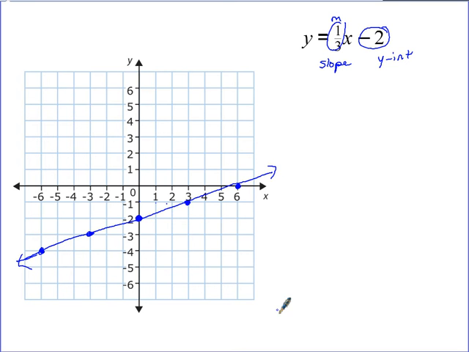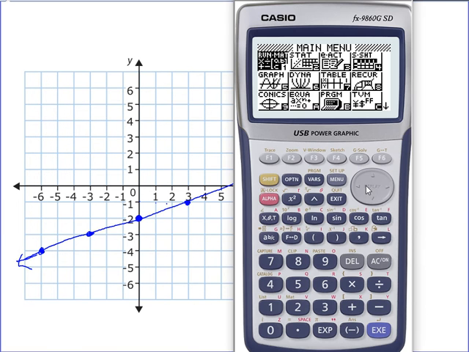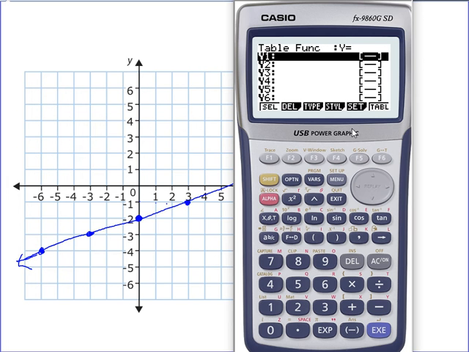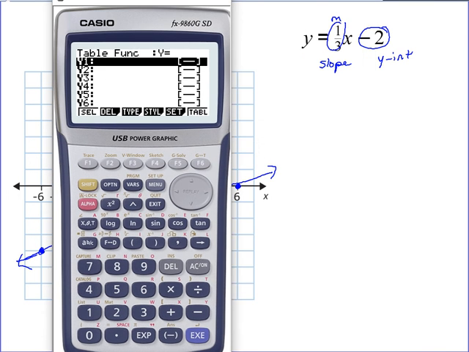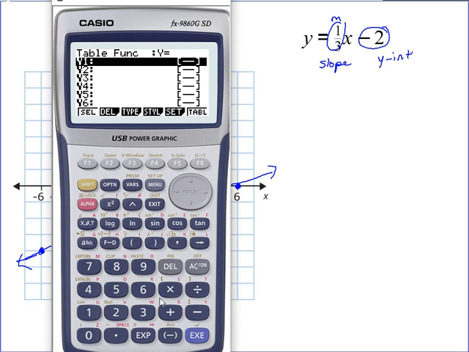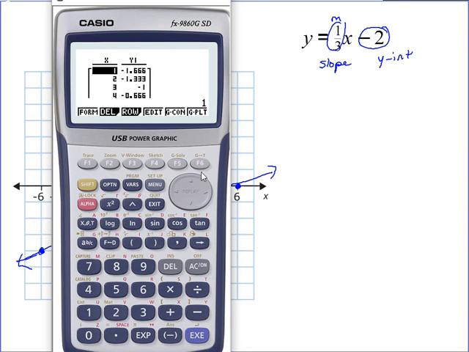The second thing that you can do is use your calculator to graph these. If you remember on the calculator, we want to go to the table function. So go to the menu and pick table. And then we're going to type in our equation. So the thing that we are graphing is y equals 1/3 x minus 2. And then I hit F6 for the table.